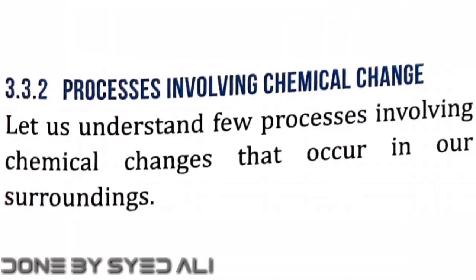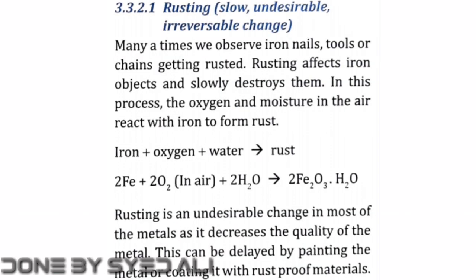Next, processes involving chemical change. The first one is rusting. It is a slow, undesirable, irreversible change. Many a time we observe iron nails, tools, or chains getting rusted. Rusting affects iron objects and slowly destroys them. In this process, the oxygen and moisture in the air react with iron to form rust.